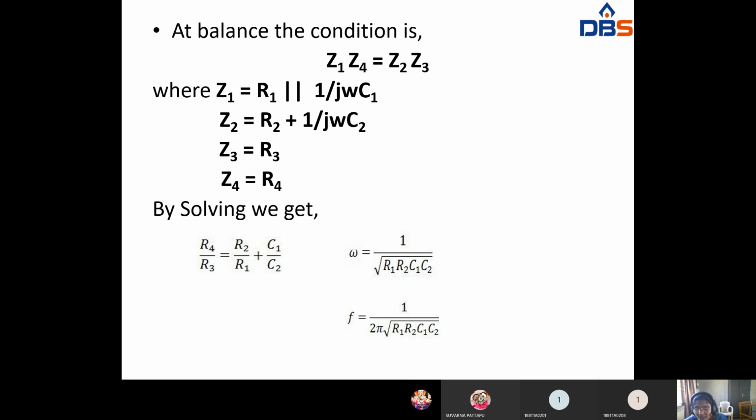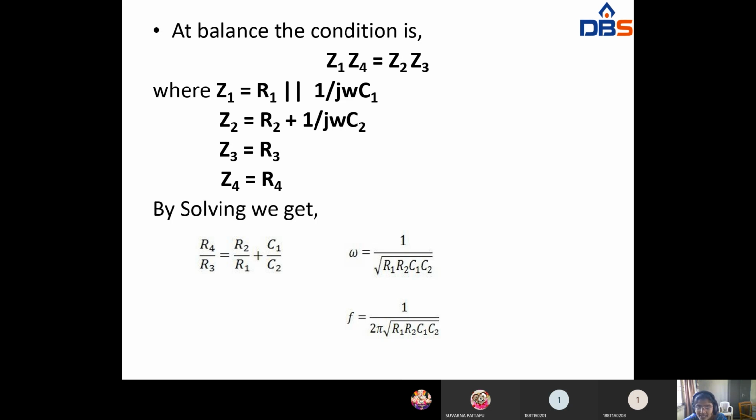When you equate the imaginary terms, at that time you get omega equal to 1 by square root of R1 R2 C1 C2. So here I am saying that you can get the frequency value by using the Wien's bridge.